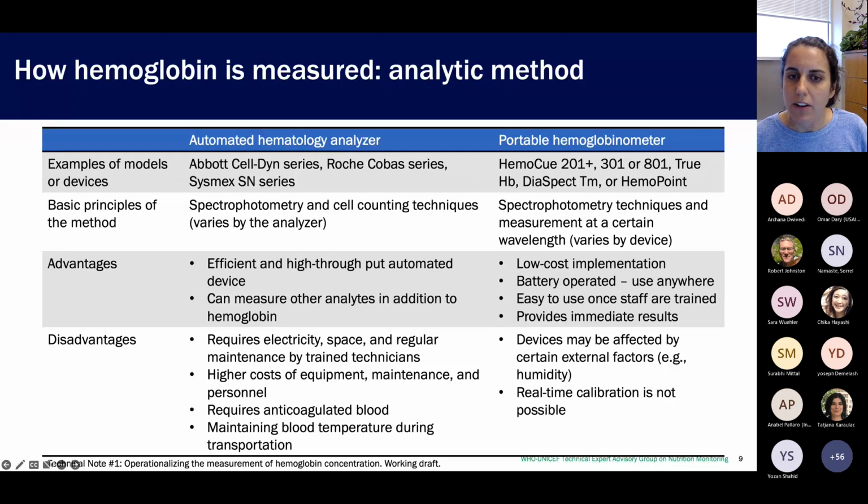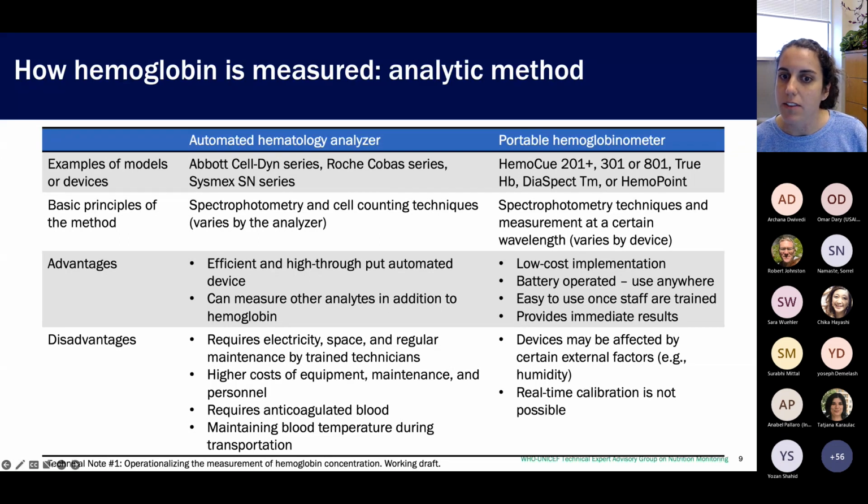Thank you. So now here's some quick information regarding the analytic method. I'll leave you to read the first two rows. Some advantages of automated hematology analyzers are that it's an efficient, high throughput automated device. It can measure other analytes in addition to hemoglobin. Some advantages of the portable hemoglobinometer are that it's low cost. It's battery operated, so it can be used anywhere. Excuse me, it doesn't need any electricity. It's easy to use once the staff are trained, and it provides immediate results. So it gives you those results in real time.